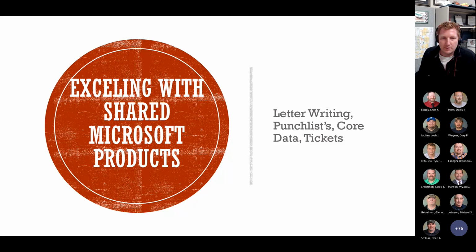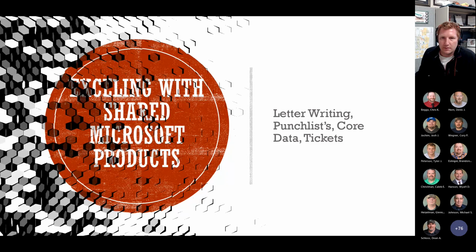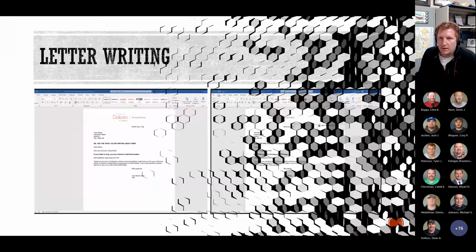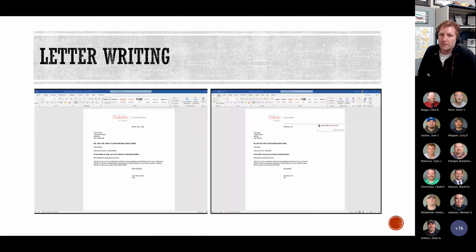So our first example here is writing official letters. It seems in engineering you do a lot more letter writing than calculus and dynamics.